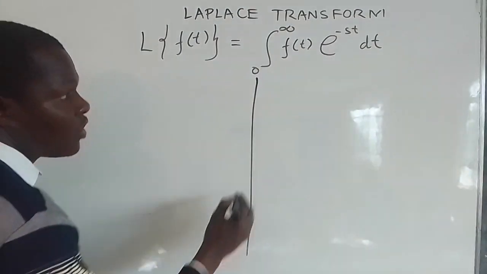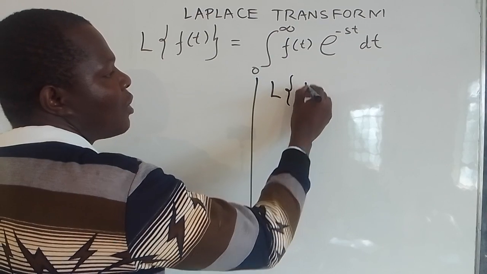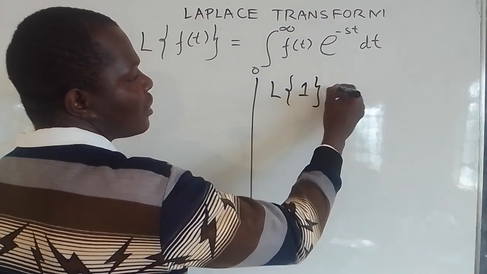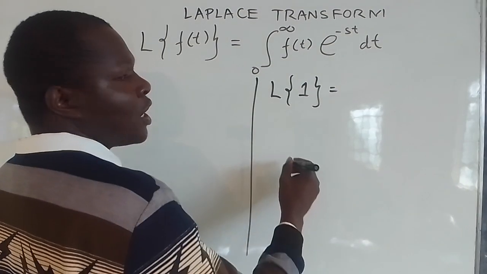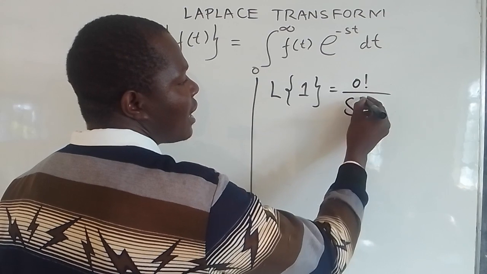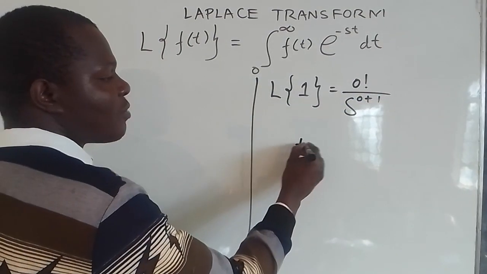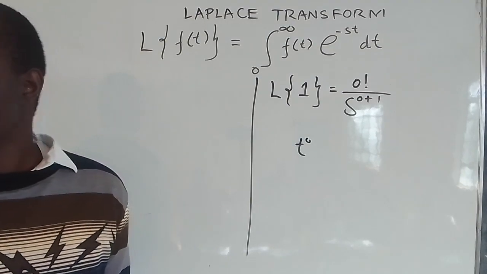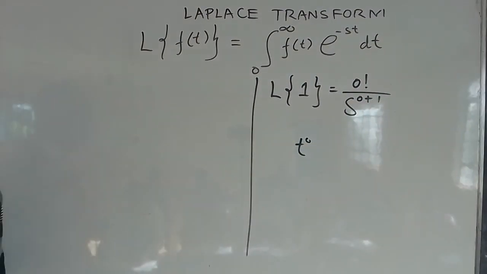So the first one you dealt with is when you were looking for the Laplace transform of a constant 1. And you said the Laplace transform of a constant 1 is simply 0 factorial over s^(0+1), because a constant 1 is the same as t raised to power 0. When t is raised to power 0, it is 0 factorial over s^(0+1), isn't it?